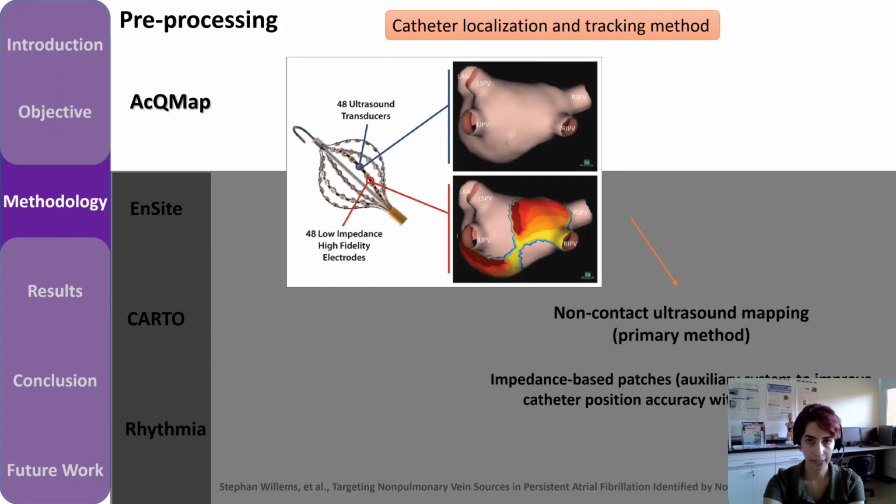In this slide, I'm talking about AcQMap, which has a specific catheter, because the primary method this system uses is non-contact ultrasound mapping, because the catheter from this system has 48 ultrasound transducers, and it is able to create the anatomy without contacting the tissue. But it also has patches, which use impedance-based localization as well.